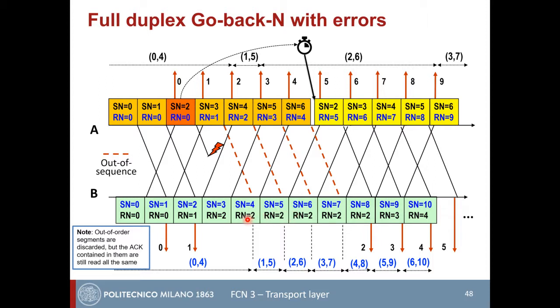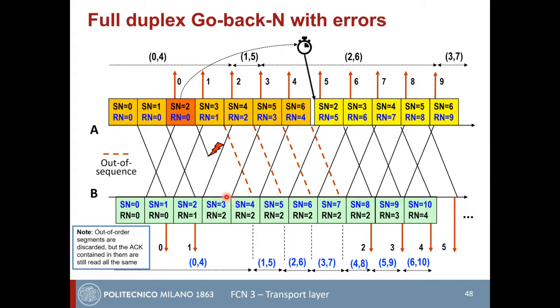And you can see that since Rn is equal to 2, this implies that the transmission window in A remains blocked. The transmission window in A was originally from 0 to 4. Then when A receives the first packet with Rn equal to 1 from B, the window slides by one position. Now it's 1 to 5.